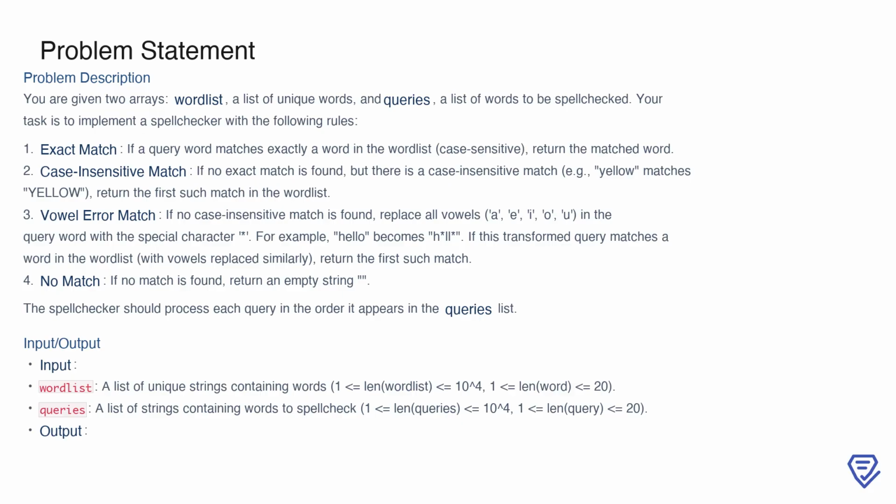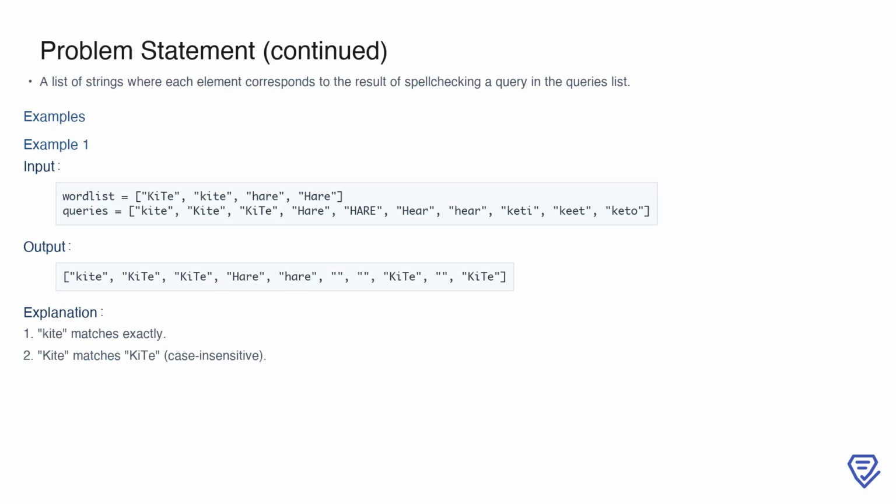In this rule, vowels in the query are replaced with a special character, represented as asterisk. For example, the word hello becomes H*LL*. We then compare this transformed query to the word list, where vowels in the word list are also replaced with asterisk. If a match is found, we return the first such match. Finally, if none of these rules produce a match, we return an empty string for that query. Each query is processed in the order it appears in the queries list. The output for this problem is a list of strings, where each element corresponds to the result of spellchecking a query in the queries list.